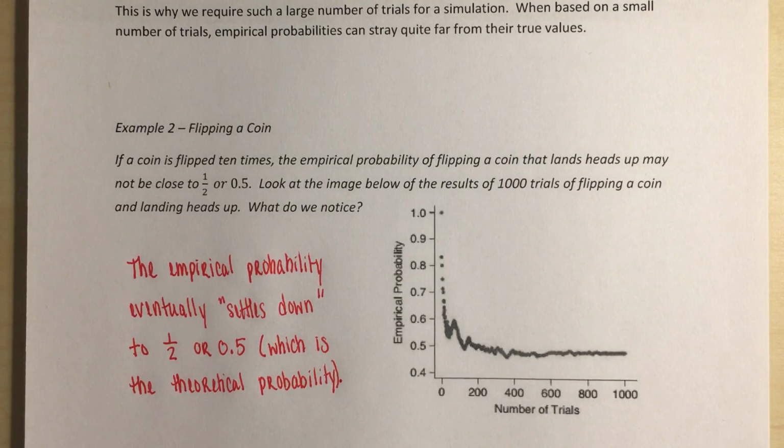So as we go, we get closer and closer and closer to that value. The more trials we do, the closer we are to our theoretical probability. So this is something that you're definitely going to see a reference to in a few problems as you're going through the homework.